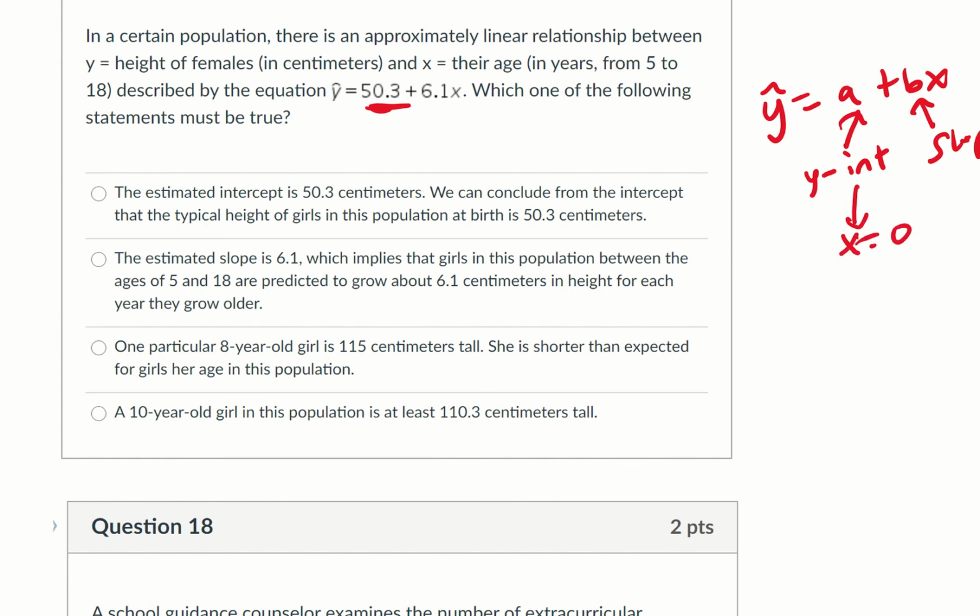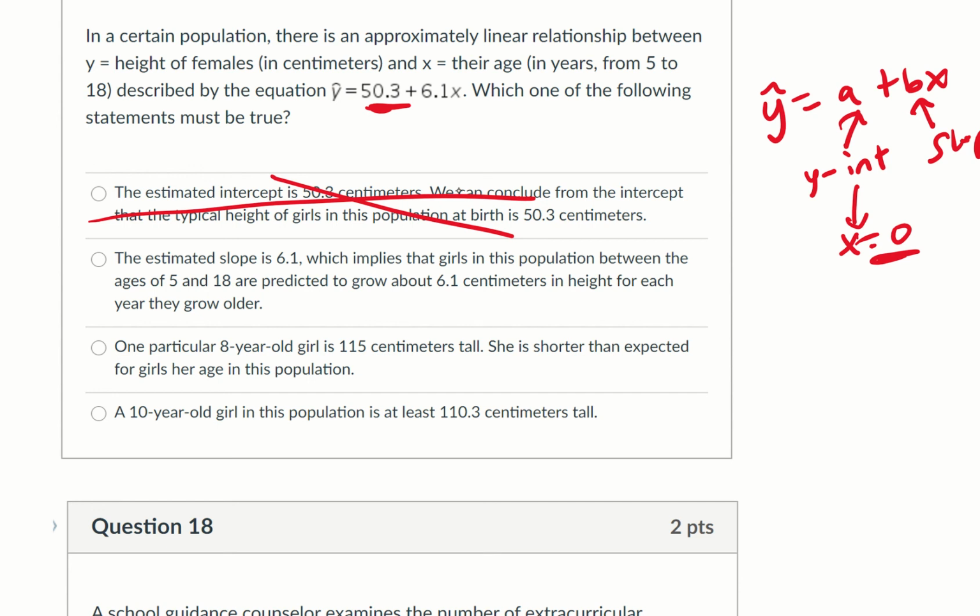So that means that when there's 0 years of age, or in this case, they're saying when there's 0 in age, you know, x is their age. So when there's 0 in age, which doesn't really make sense if you think about it, unless they're just not born, right? So at all, then their height is gonna be 50.3. All right, so that's what that indicates. It's not indicating a typical height at all. So this is not correct.